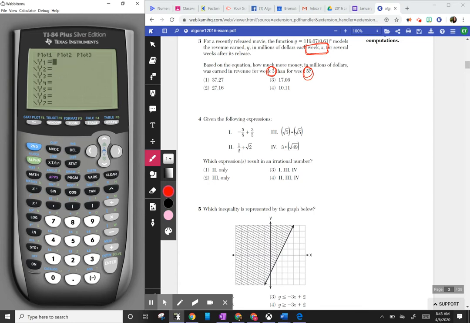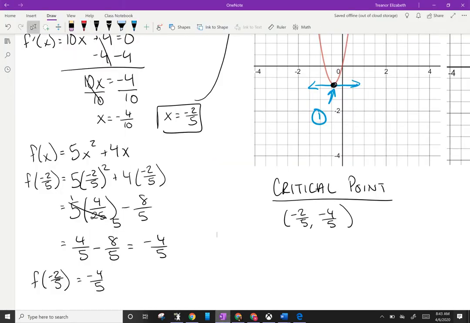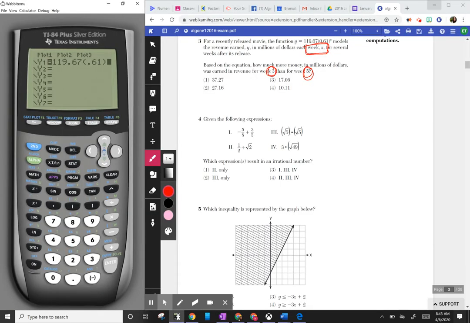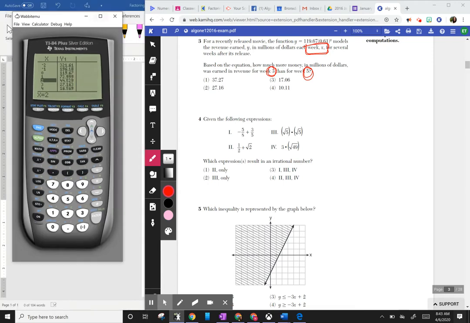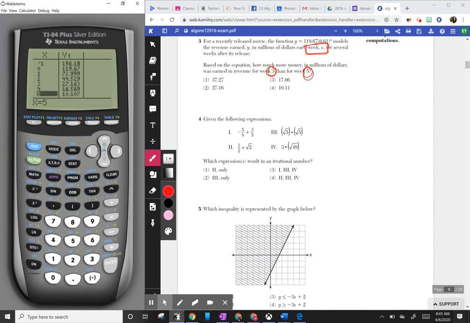And instead of doing that one by one, I'm going to use y equals here. So I go to y equals and I type in 119.67 parenthesis 0.61 to the x power. And I'm going to go to the table. So now I'm going to find when x is 3. So when x is 3, y is 27.163. So let's write that down.